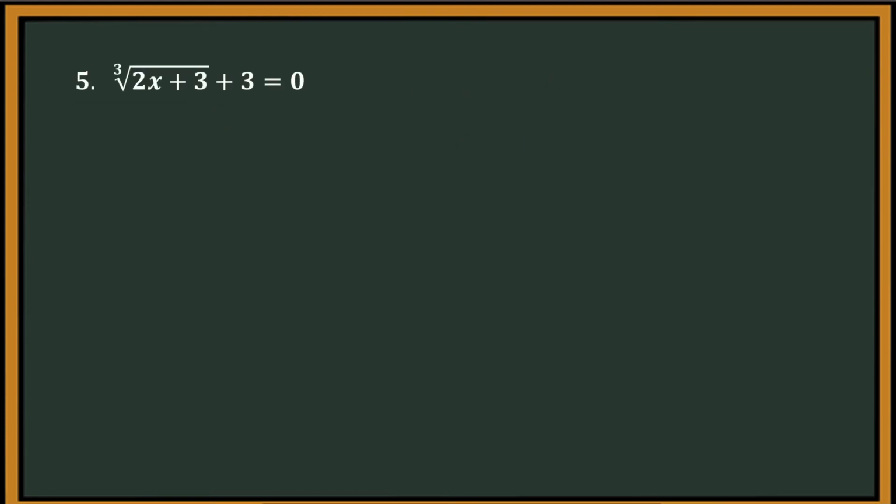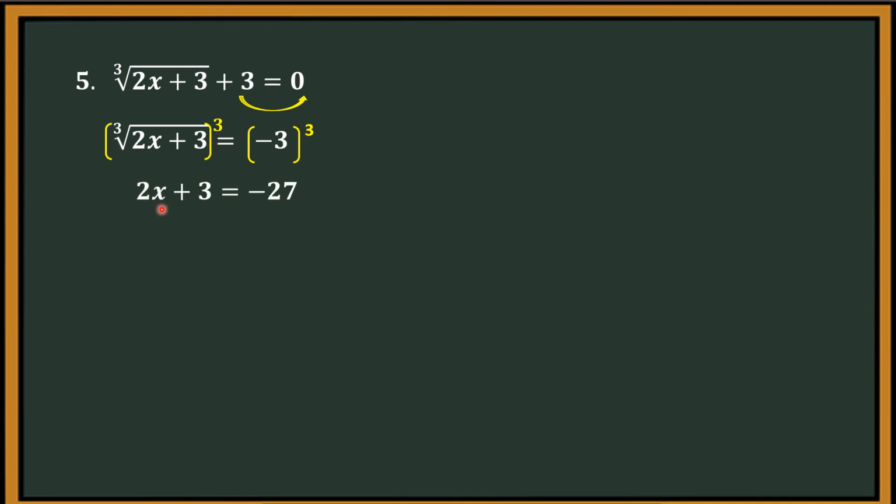And for number 5, cube root of 2x plus 3 is equal to 0. So if you notice, the plus 3 is outside of the radical. So we need to transpose that to the right side so that what remains on the left side is the radical. So the positive 3 will become negative 3. So that is cube root of 2x plus 3 is equal to negative 3. Then after that, since the given is a cube root, we're going to cube both sides. But if the given is a square root, you have to square both sides. So we can now cancel the cube and the radical.